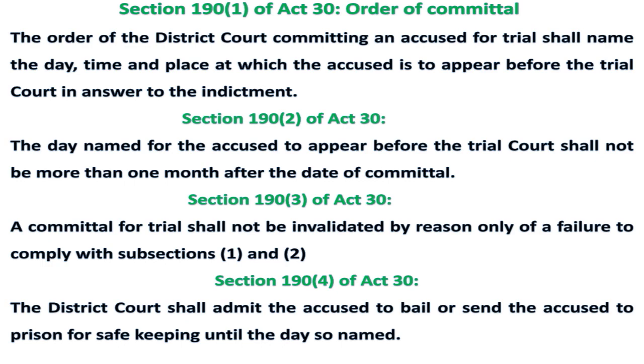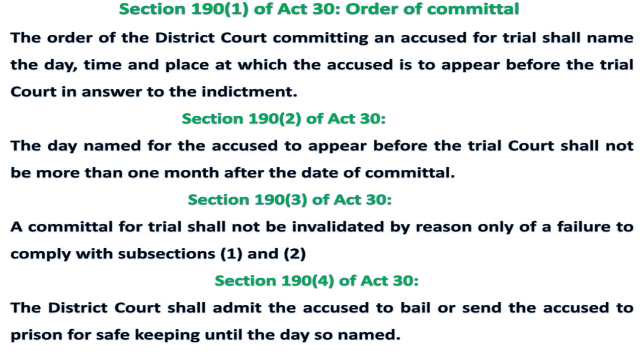So at this point, the judge is committing you for trial, the order of committal. The order of committal must name the day, time, and place at which the accused is to appear for trial. But it should not be more than a month from the time the accused is committed for trial. And at that time, the district court shall either admit the accused person to bail.